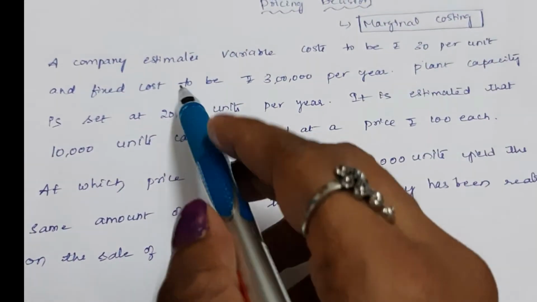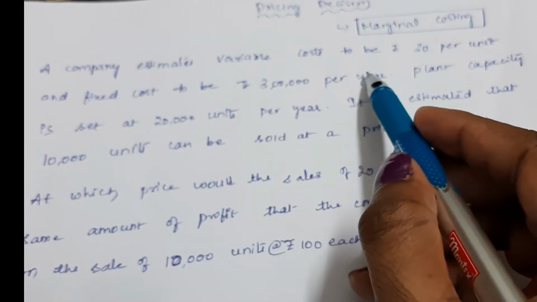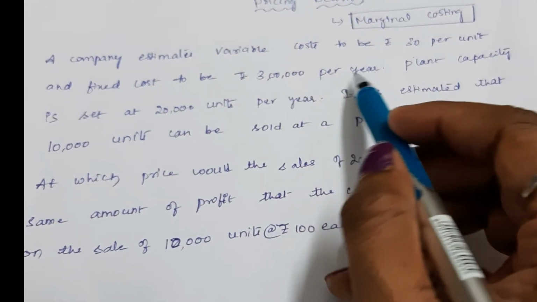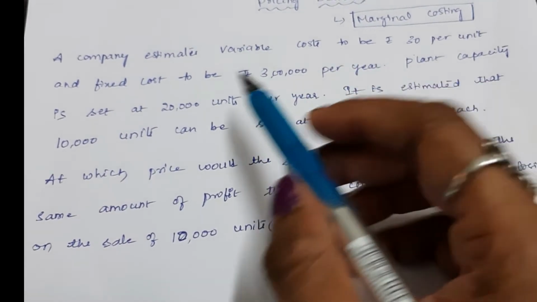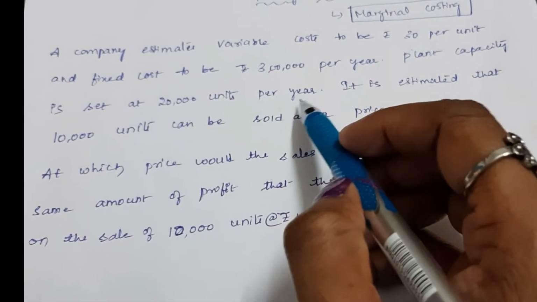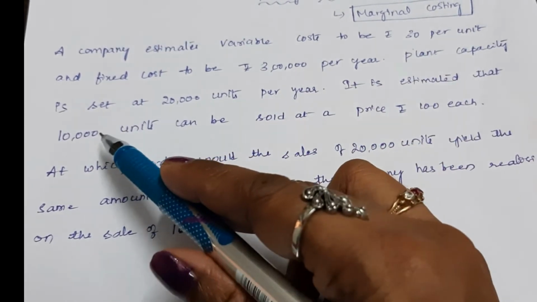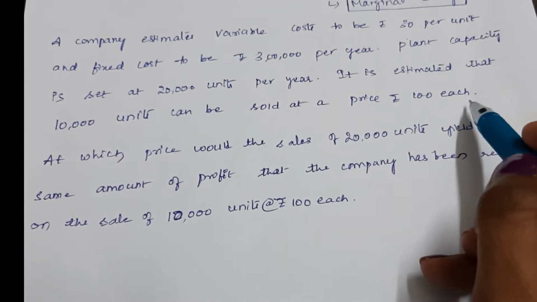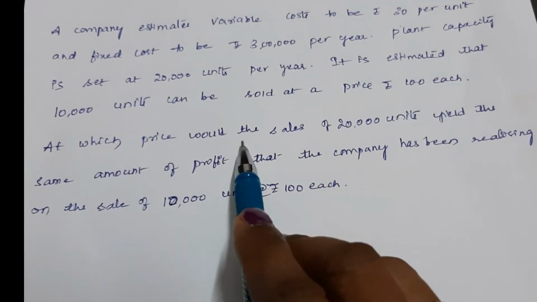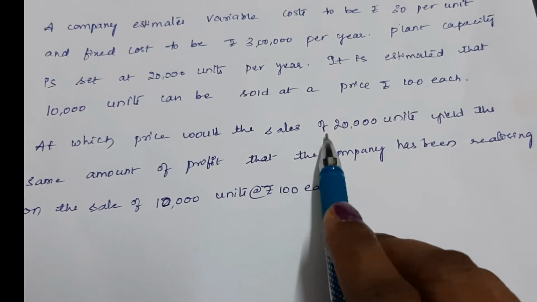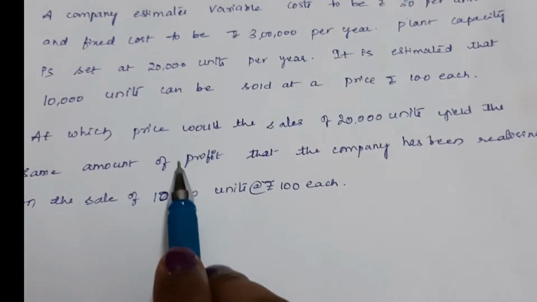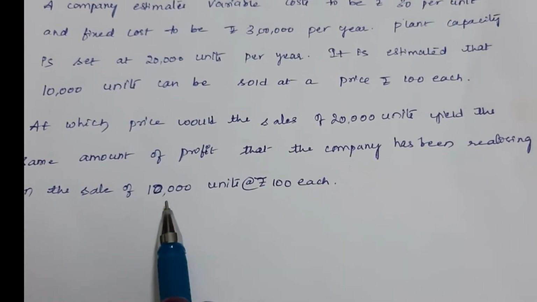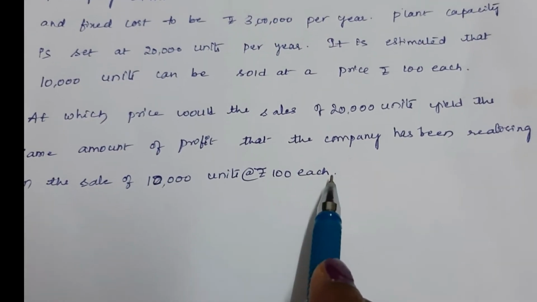Here it is the sum. A company estimates variable cost to be rupees 30 per unit and fixed cost to be rupees 3 lakh per year. Plant capacity is set at 20,000 units per year. It is estimated that 10,000 units can be sold at a price of rupees 100 each, at which the sales of 10,000 units yield the same amount of profit that the company has been realizing on the sale of 10,000 units at the rate of 100 each.